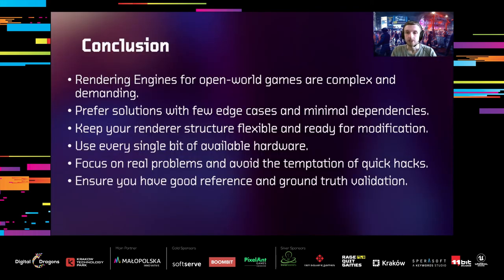And to conclude, we'd like to mention that rendering engines for open world as well as other generic renderers are extremely complex and demanding. They require a lot of tuning and tweaking and polishing for every new feature. There are no hiding places in open world, so if a new feature has a bug or undesired behavior, it will manifest itself somewhere. For this reason, try to stick to solutions with the minimal set of potential edge cases and the minimal set of dependencies. Low number of dependencies and interconnections offer great flexibility to restructure a frame architecture if needed, and you will most likely need it to maximize GPU resource usage.